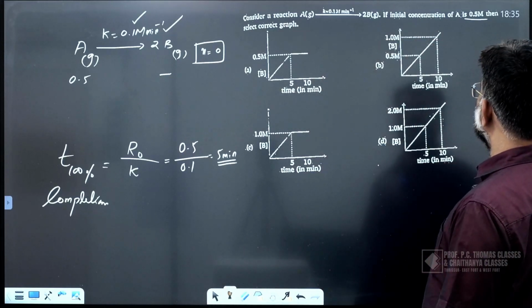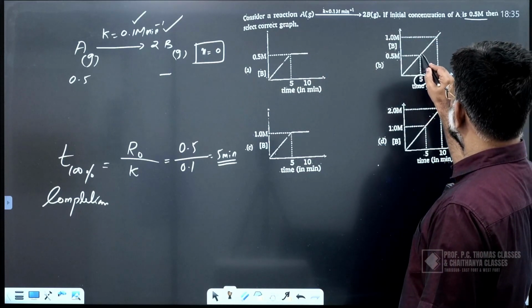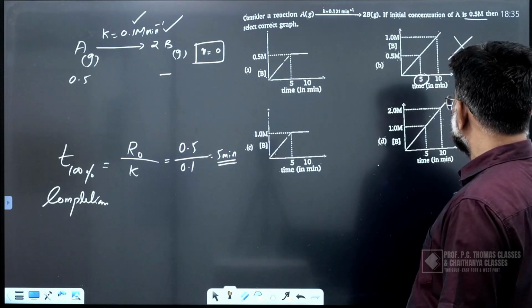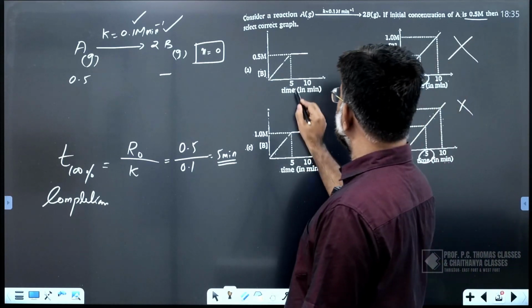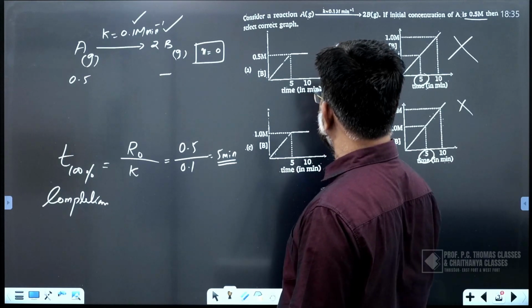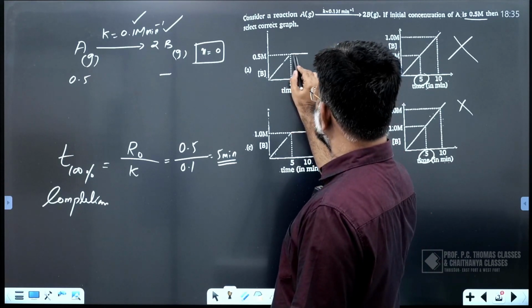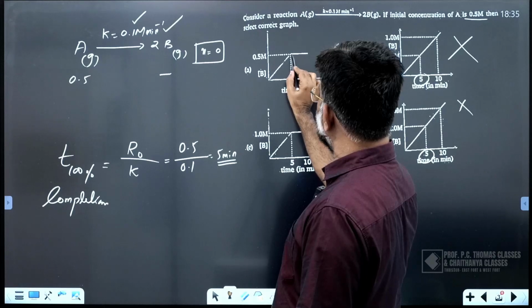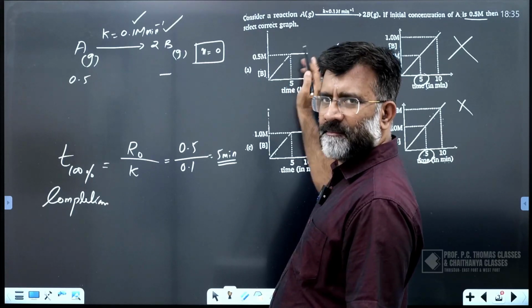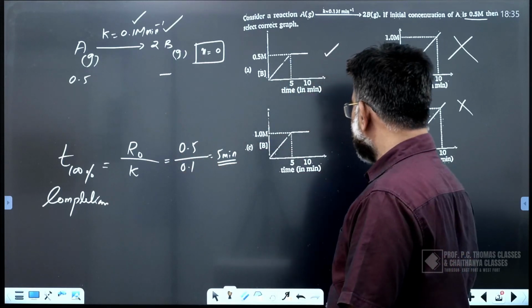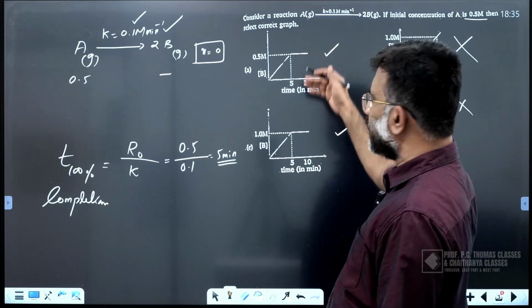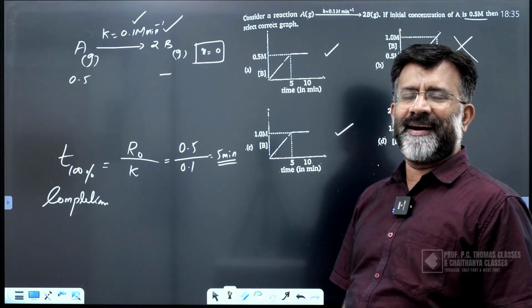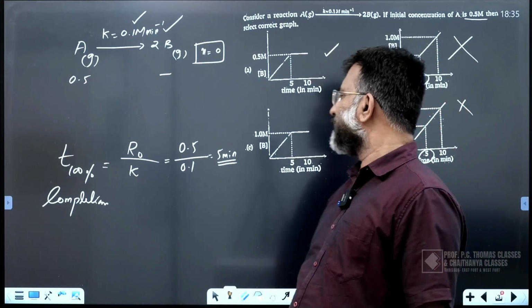So here, at 5 minutes the reaction is not completed, so that is out. Here at 5 minutes the reaction is not completed, out. Here at 5 minutes the reaction is completed. You can see the concentration of B remains constant, which means the reaction is completed. So the answer can be either A or C.